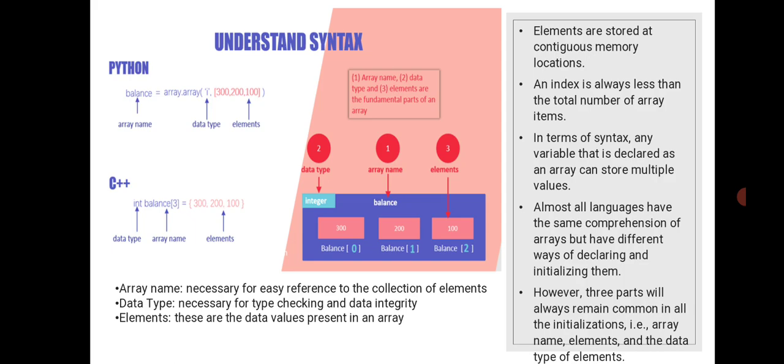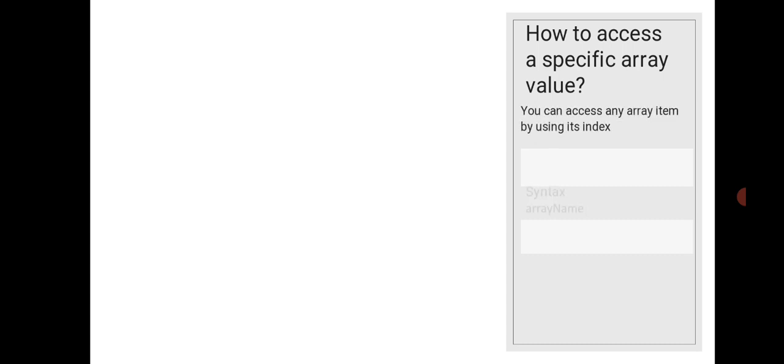Let's move on to accessing array items. How to access a specific array value? You can access any array item by using its index: array name, index number, as simple as that. Suppose I want to access the second element, that is 0, 1, 2 represents the three elements. I have to write the array name of 1.